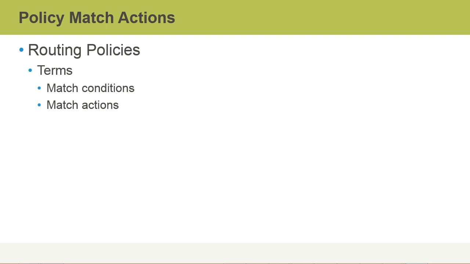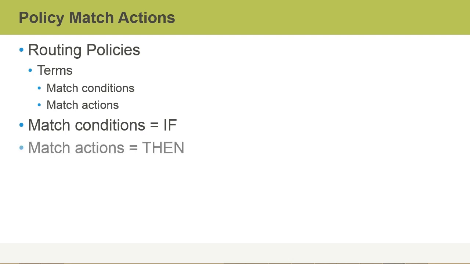So for example, I could create a match condition that says, if the routing information is OSPF, then let's take the action of accept that routing information. The match conditions are like if statements. So as I mentioned, we can perform those tests and I can check the characteristics of the routing information that's coming in to the device itself.